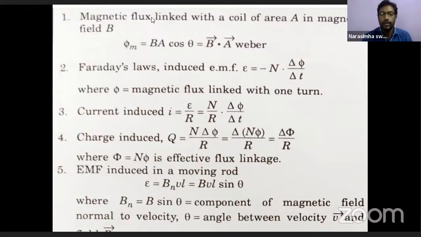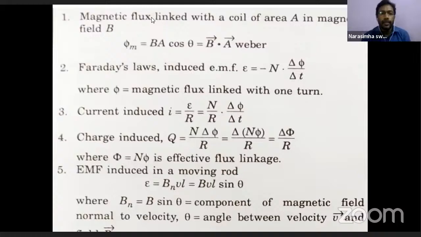See, the magnetic flux linked with a coil of area A in a magnetic field B, then phi M, that is the magnetic flux linked with the coil of radius A. So the formula is BA cos theta, right? In the vector form, it is B dot A, so a dot product.